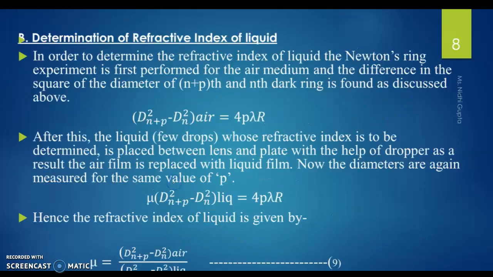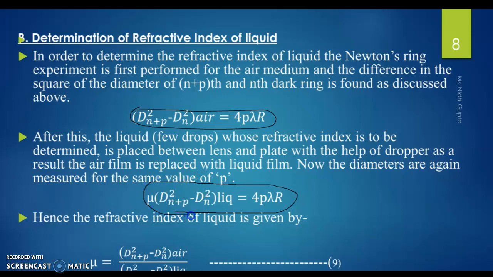The next application is to determine the refractive index of a liquid, that is mu. The first method is the same. We observe the difference of the squares of the diameters for the air film, which comes out to be 4p lambda r, as in the previous method. But when we put a small drop of the liquid whose refractive index is to be determined, with the help of a dropper, between the lens and the glass plate, the air film is replaced with the liquid film. Now the diameters are again measured for the same value of p. So p should not be changed, and we measure this term again.